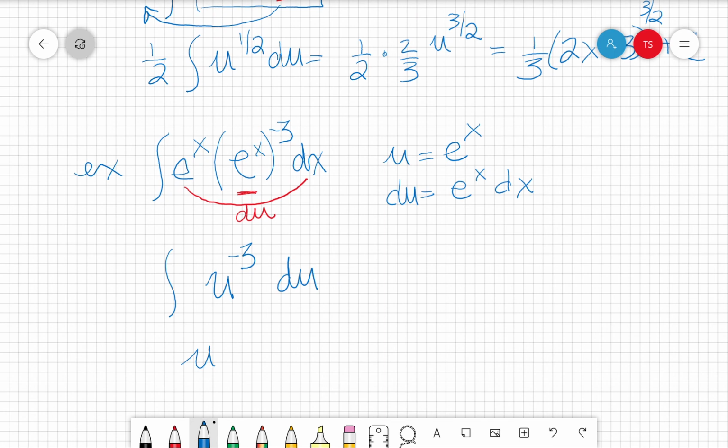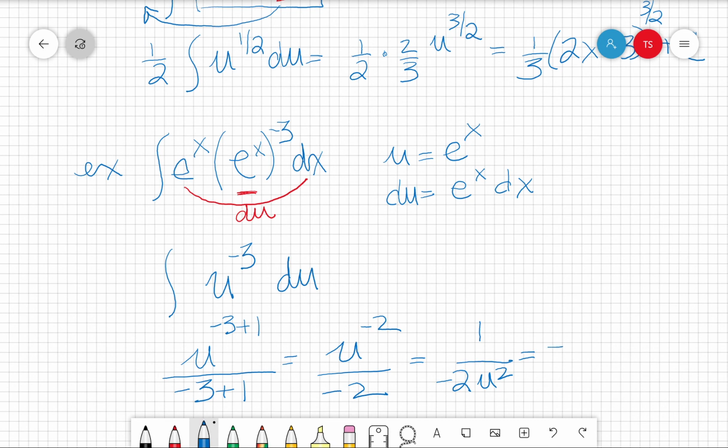And so that will be u to the negative 3 plus 1 divided by negative 3 plus 1. So that'll be u to the negative 2 divided by negative 2. And so that's going to be 1 over negative 2 u squared. And we can substitute in our e to the x. That will be negative 1 over 2e to the 2x plus c.